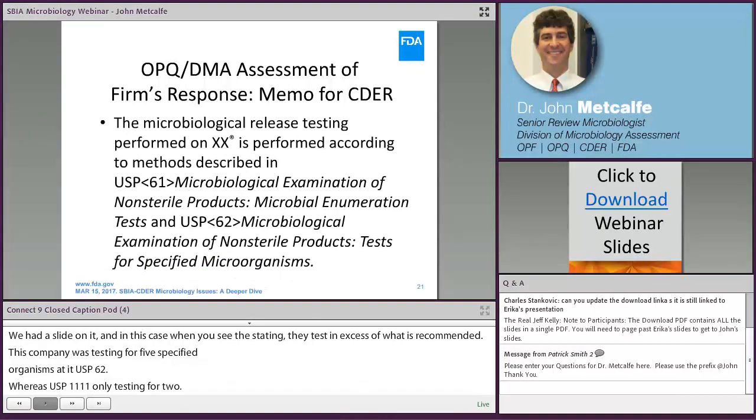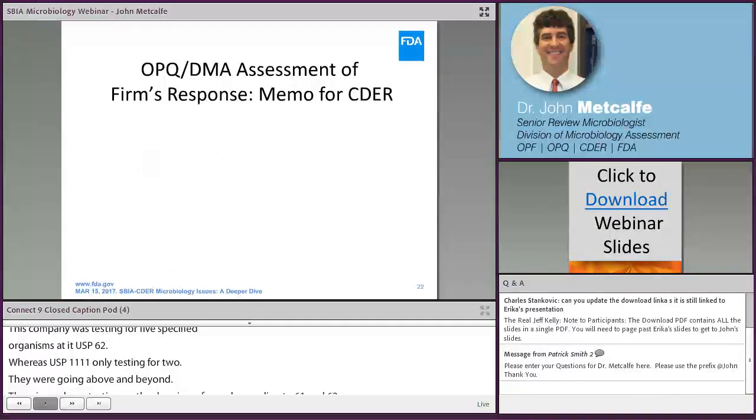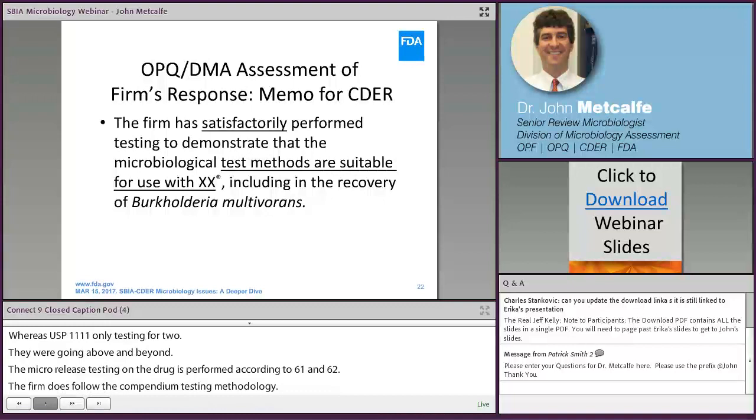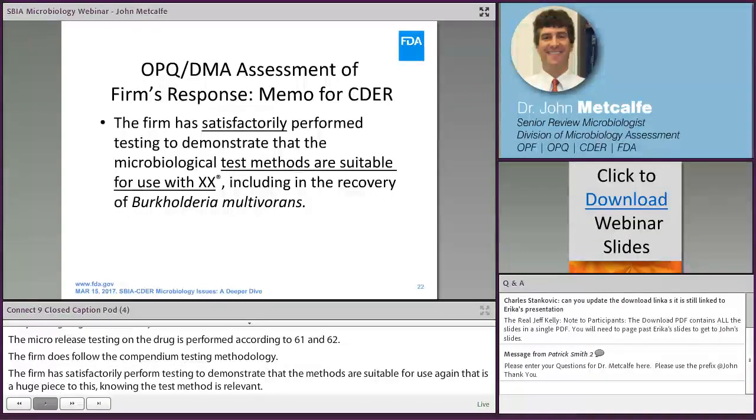The micro-release testing performed on the drug is performed according to 61 and 62. So the firm does follow the compendial testing methodology. The firm has satisfactorily performed testing to demonstrate that the methods are suitable for use. Again, that's a huge piece to this, knowing that the test method is valid. They had also performed testing to demonstrate that they could get Burkholderia multivorans, the contaminant, out of their test methods.